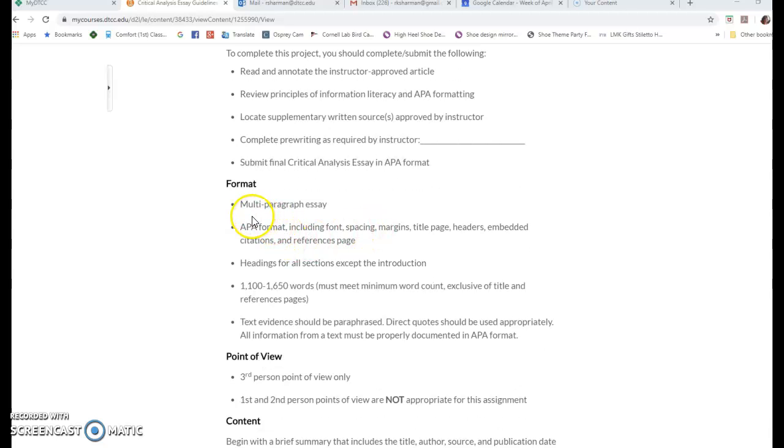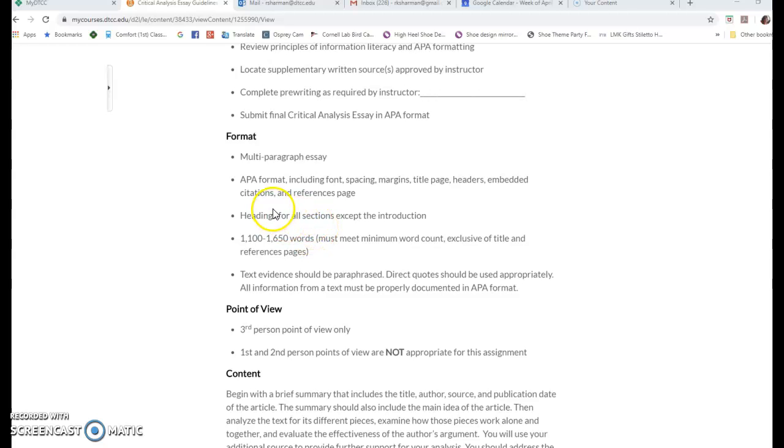This essay, as in the last one, is a multi-paragraph essay. It will follow APA format following the 7th edition, including font, spacing, margins, title page, headers, embedded citations, and references page. For this assignment, you will be adding headings for all sections of your essay except for the introduction.